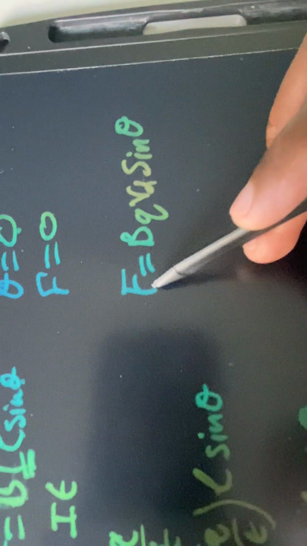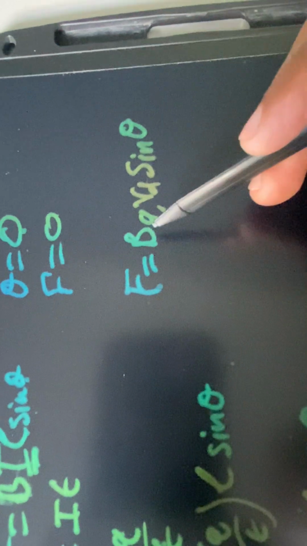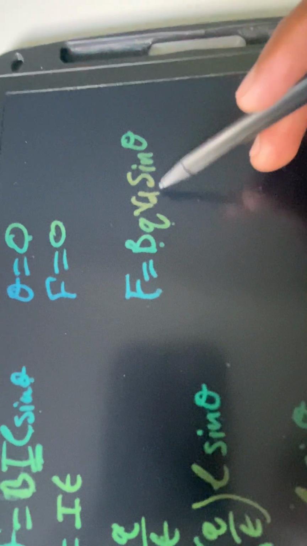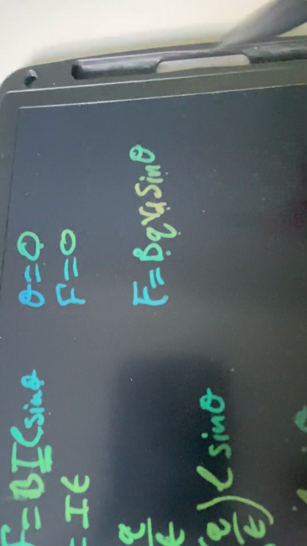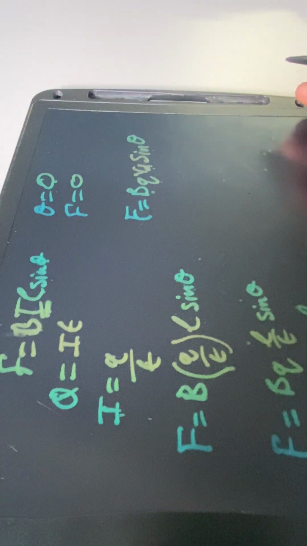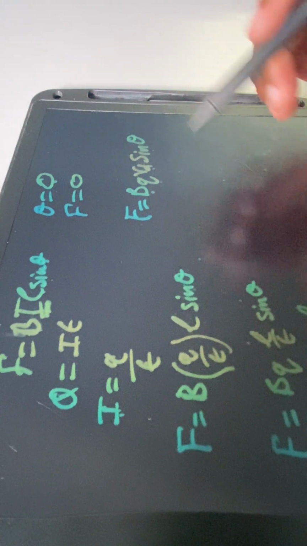This formula is very important. We have the magnetic force around the wire, the magnetic field intensity, the charge, then the drift velocity of the charge, sine theta. I want you to pay attention to that. This is the formula that we use to actually find the magnetic force around the wire.